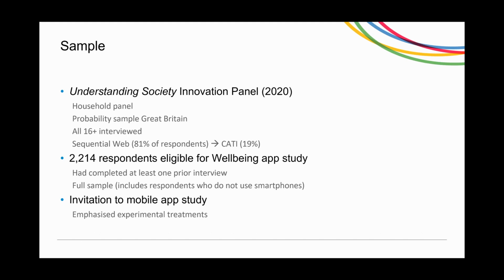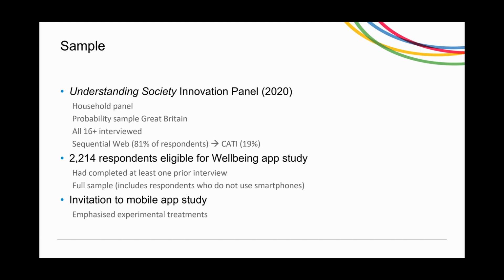So for everybody who we knew was living in a sample household, we prepared the login details for the app and they were invited. So this includes people who joined households since we'd previously interviewed the household. This also means that we invited everybody in the sample, so even respondents who've told us in the past that they don't have a smartphone or they don't use the internet. So we invited everybody.